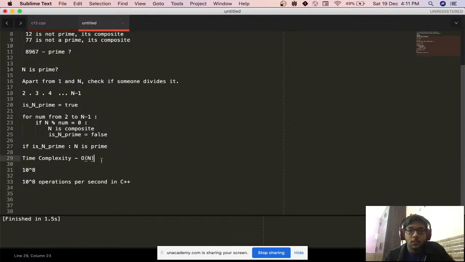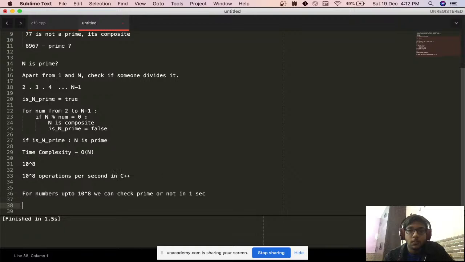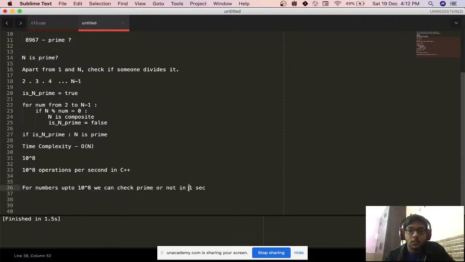So cool. So our time complexity is order of n, right? So this means that, since we can do 10 to the power 8 operations per second, for numbers up to 10 to the power 8, we can check prime or not in 1 second, right? In 1 second. Yeah, for numbers up to 10 to the power 8, we can check prime or not in 1 second. Why is this 1 second important?